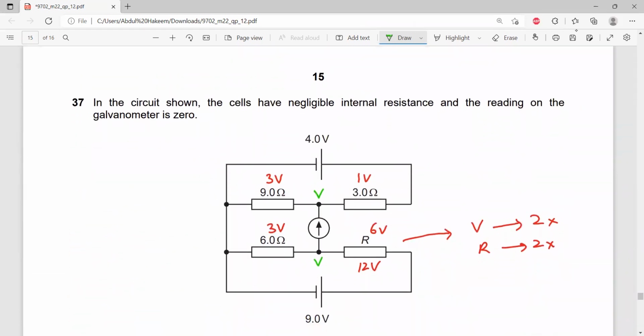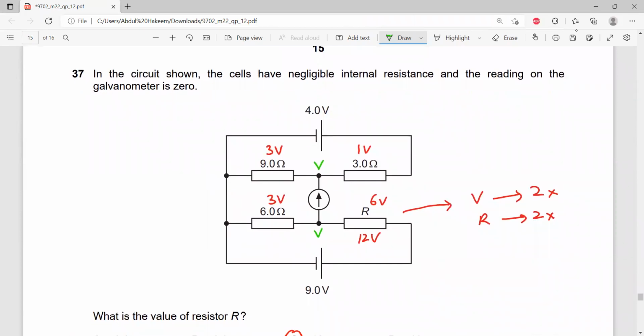Now move to this 37. In the circuit shown, the cell has negligible internal resistance and the reading on the galvanometer is 0. So if the reading is 0 here, it means that no current is passing through, because there is the same potential at both ends.